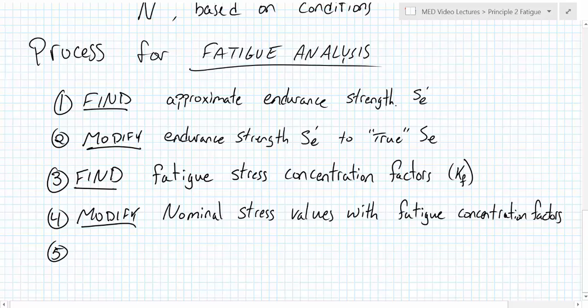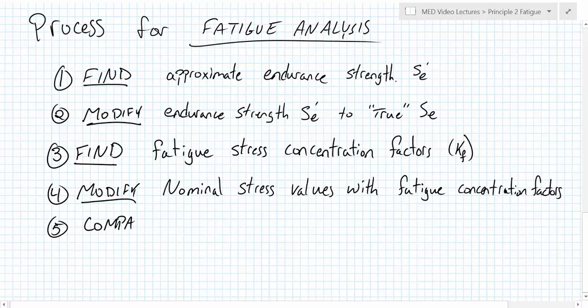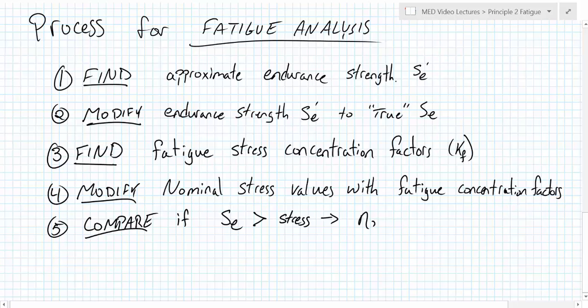Step 5 of our fatigue analysis is where we're going to actually see if this modified stress, accounting for concentration factors, is greater than our modified evaluated endurance strength. This gives us our value of our fatigue factor of safety.